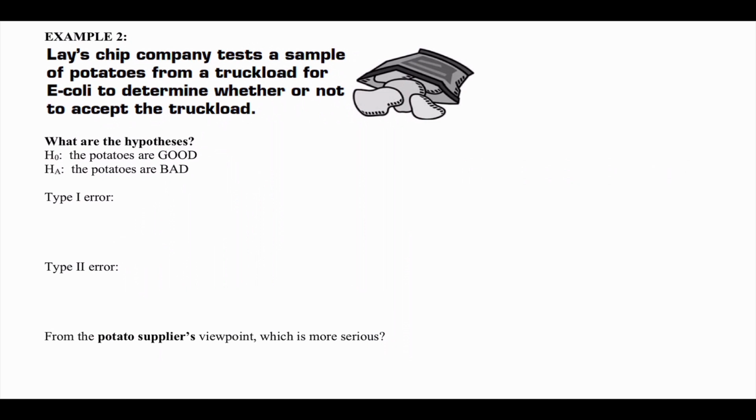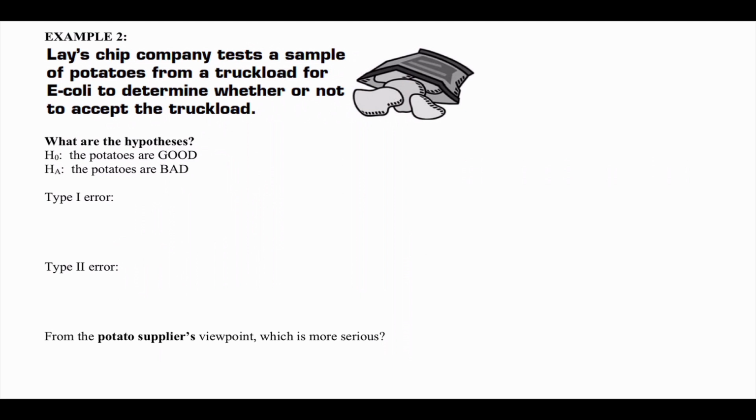When they take in a truckload, they want to test the potatoes for diseases to make sure they're not passing it on. They're not testing every single potato. They take a good sample to get an idea of what's going on with the truckload. If too many in the sample are bad, they say, nope, take the shipment back. We're not going to accept it. If it's good, then they're okay.